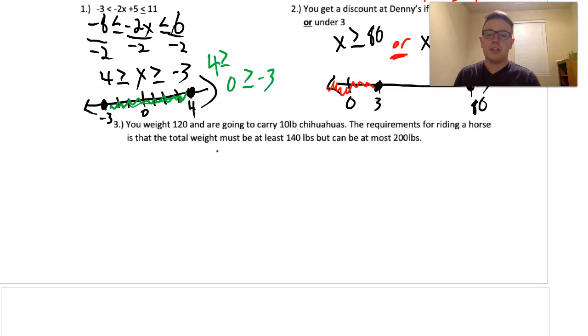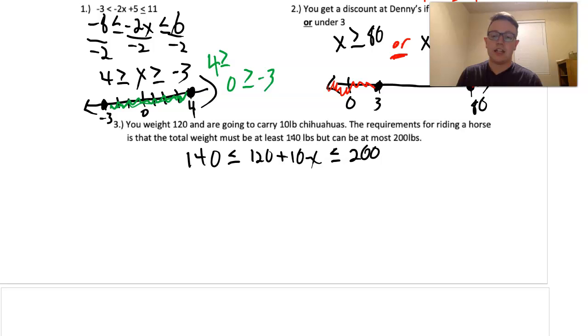For this one, let's start with our equation. What's the total weight going to be? Well, we weigh 120 pounds, and we're bringing an unknown number of 10-pound chihuahuas. So this is going to be our equation for weight. What do we want to be true about the weight? We want it to be less than or equal to 200 because our weight has to be at most 200 pounds. But it also needs to be greater than or equal to 140 because we need this to be at least 140. Now we're going to solve by subtracting 120 from both sides.